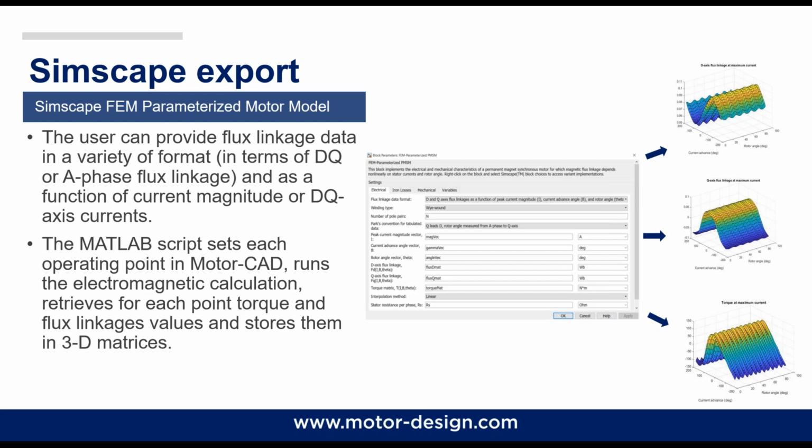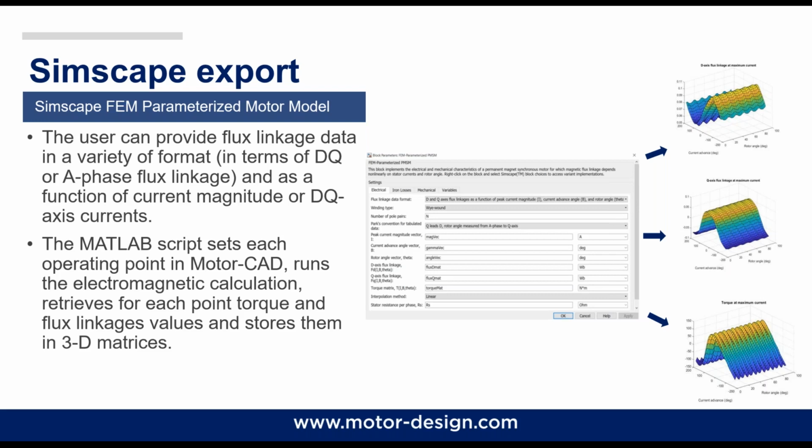So except for the current magnitude, the length of the other vectors is defined by the number of points per cycle, which is defined in MotoCAD input data. And this number will affect the accuracy of the result. So of course, the greater this number is, the better the accuracy of the result will be, but the longer the simulation.